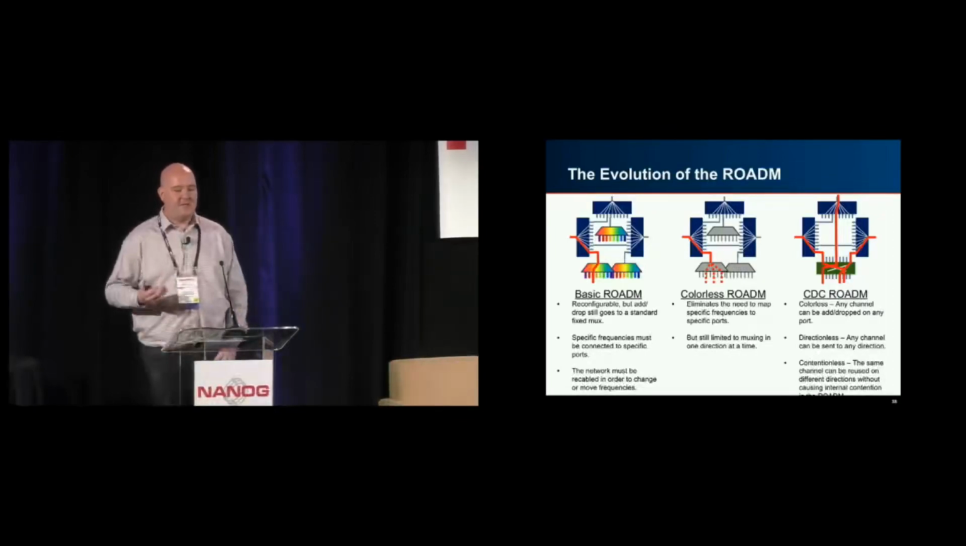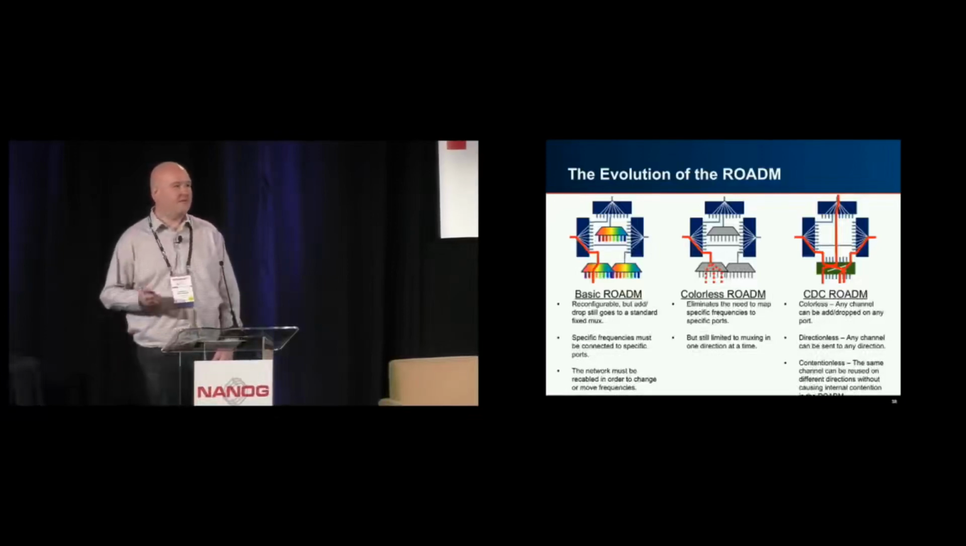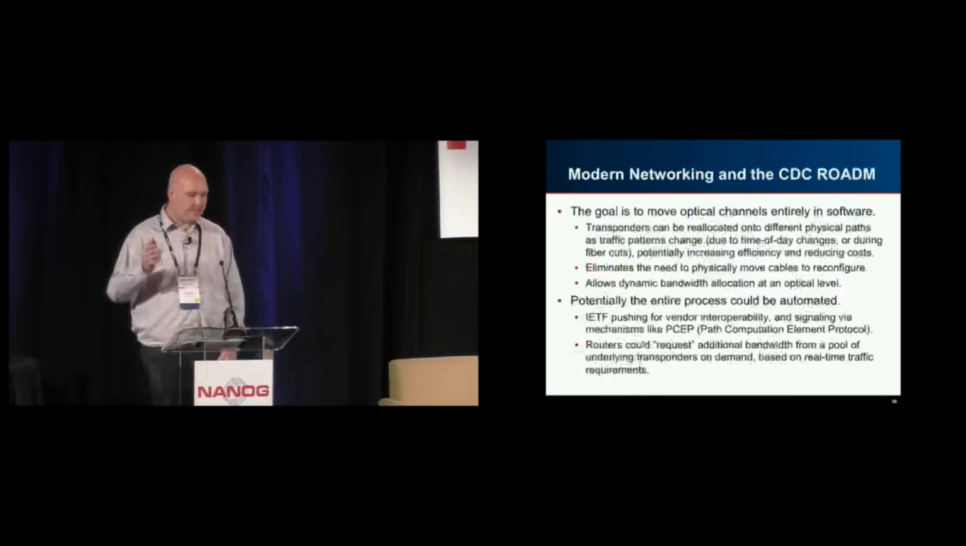And contentionless means that the channel itself can be reused within the mux, and there's no inherent contention inside of it. So you might have channel 41 being used going east-west, and you might also have it being used going north-south, and the mux itself isn't going to care about that. So why do this?